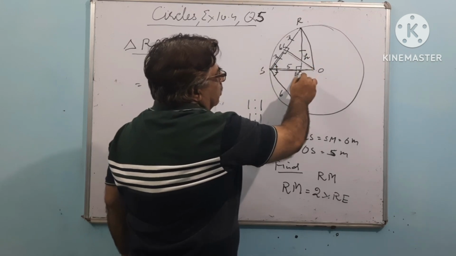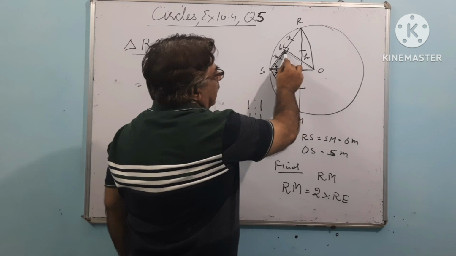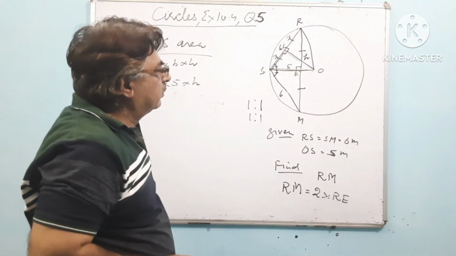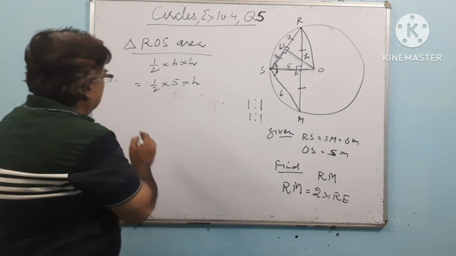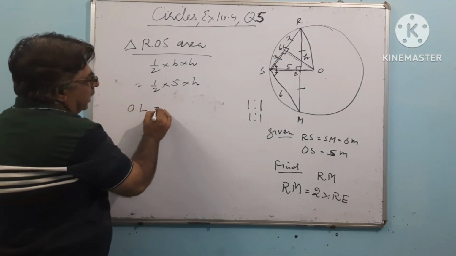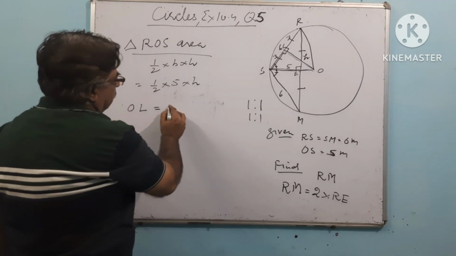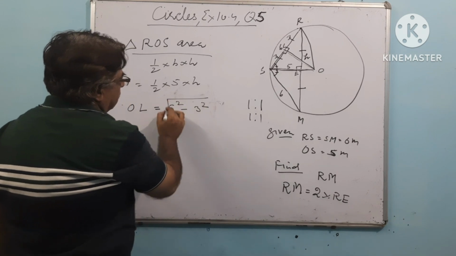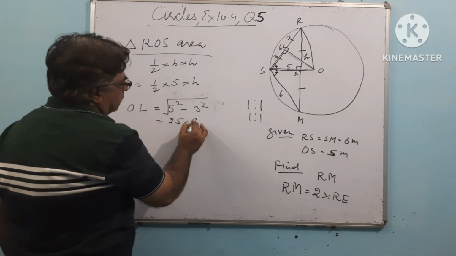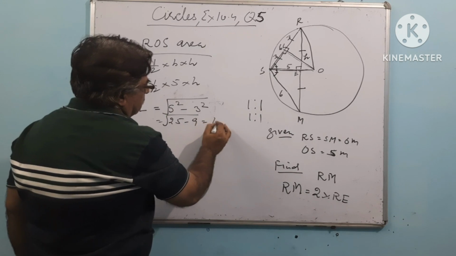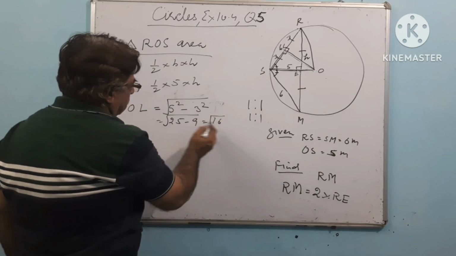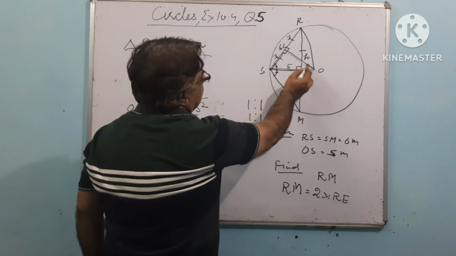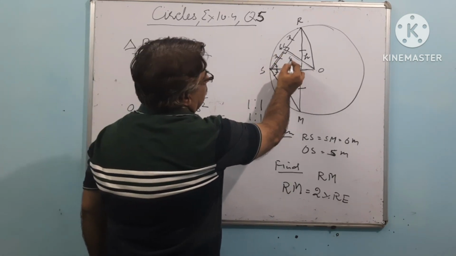RE we don't know, but we can find OL by applying the Pythagoras theorem. How can we find it? OL is the square root of 5 squared minus 3 squared. 25 minus 9 means the square root of 16, that is 4 meters. So this altitude is 4 meters.